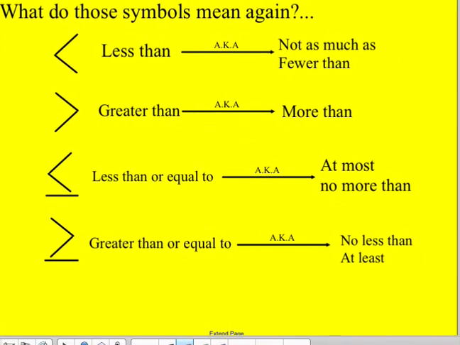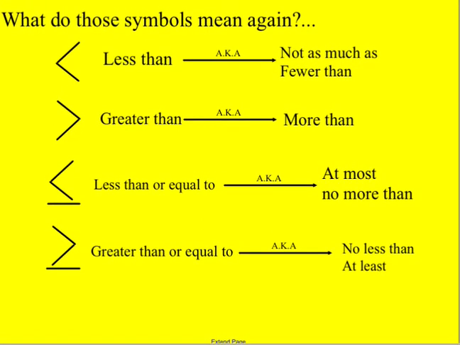Okay, so less than is when the alligator's facing away. Okay, so that's not as much as or fewer than. So this is all what you did on notes number 1. Then we have greater than, which means more than, less than or equal to, which is at most or no more than, and greater than or equal to, which is no less than and at least. So if you can't really remember these, go back and look at notes 2, I think it is, and that'll give you more in-depth information. This is just a little bit of a review.